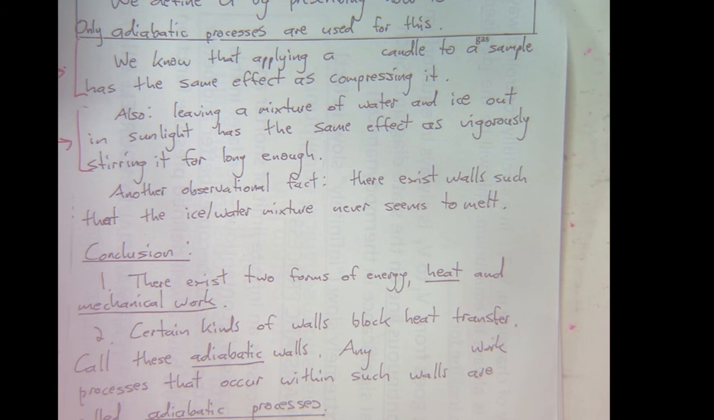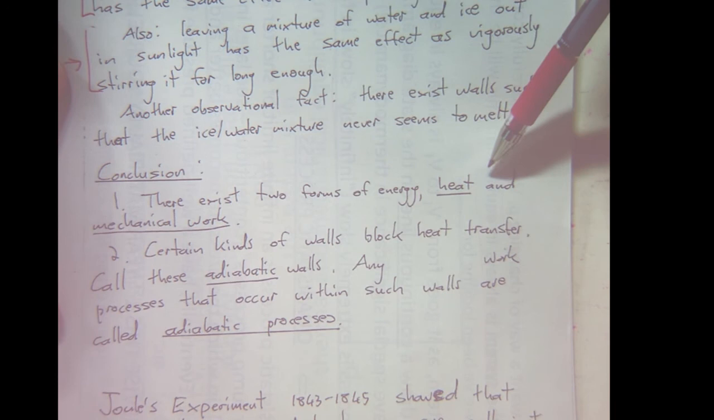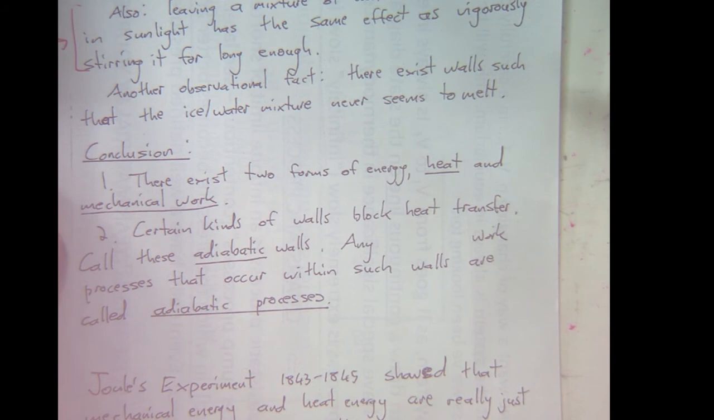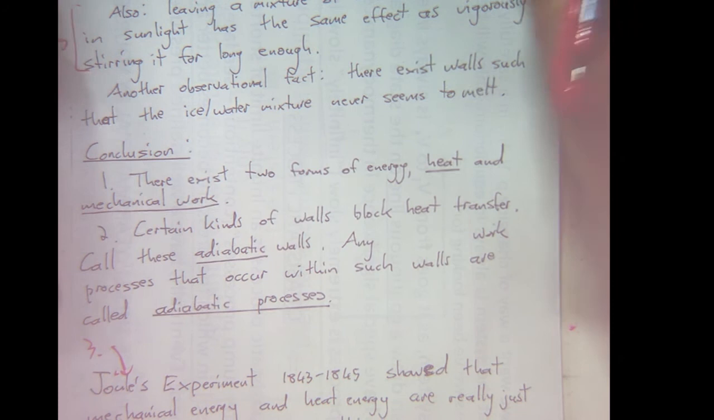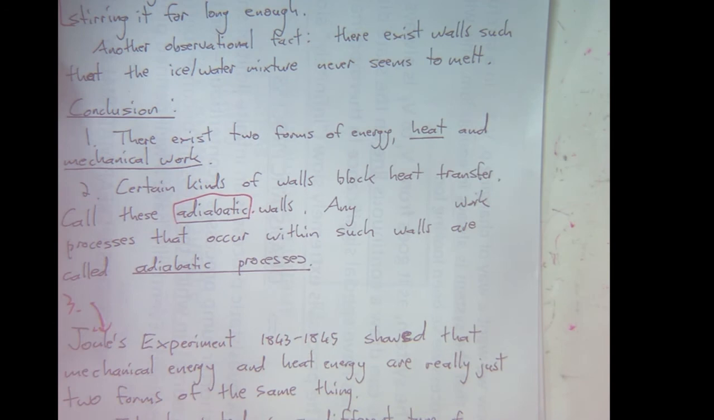So, conclusion. First of all, there exist two forms of energy, heat and mechanical work, which seem to have the same effect on the... in fact, there's a third conclusion which we need Joule's experiment for, but anyway. Second, certain kinds of walls block the heat transfer. So, walls of a thermos flask. And these are called adiabatic walls. Adiabatic walls block heat transfer. Any work processes that occur within such walls are called adiabatic processes.